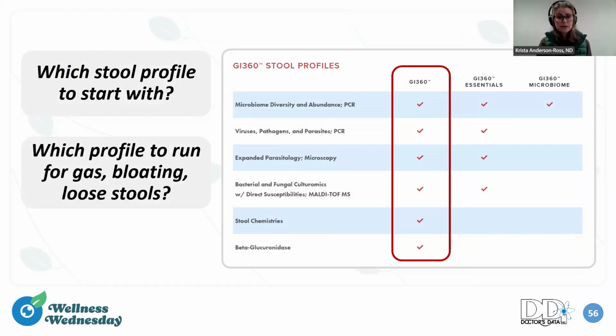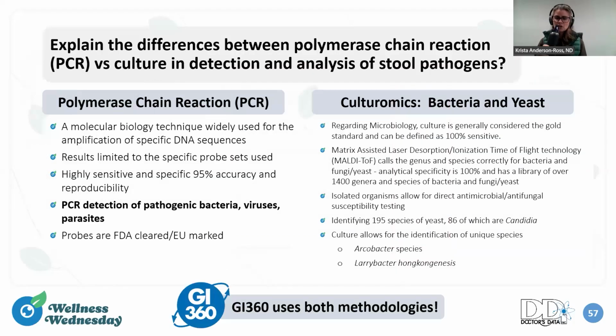The other tests are also excellent, but they're not as comprehensive, and they're more targeted for follow-up and retesting for specific concerns such as parasites or pathogens. For a baseline assessment, the GI 360 is going to give you the most comprehensive picture.